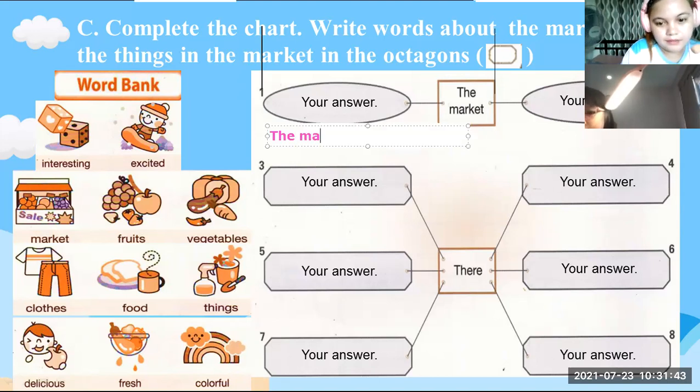The market. Make a sentence and choose your words there. The market is exciting. The market is excited, no? It's interesting. Okay, it's interesting. That's correct. One more sentence about the market.